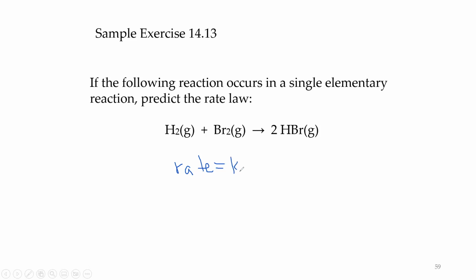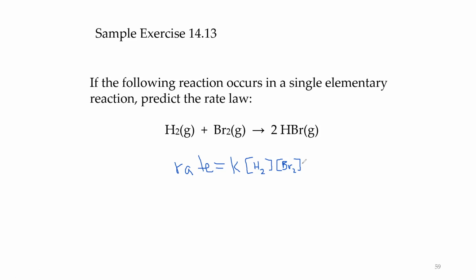So we'll have K, whatever that's going to be. And with the rate determining step, we can essentially just look at the coefficients and use those as the exponents. So if this is the only step of this reaction, what we're going to see, since we've got a coefficient of 1 for both of these reactants, is that the overall reaction is going to be second order, because each of these reactants are going to be first order.